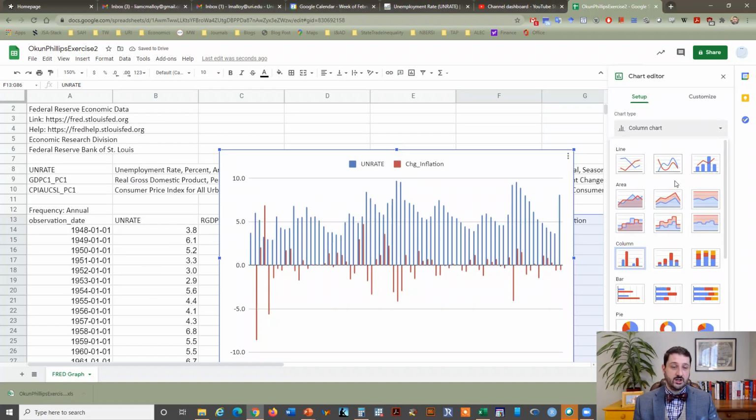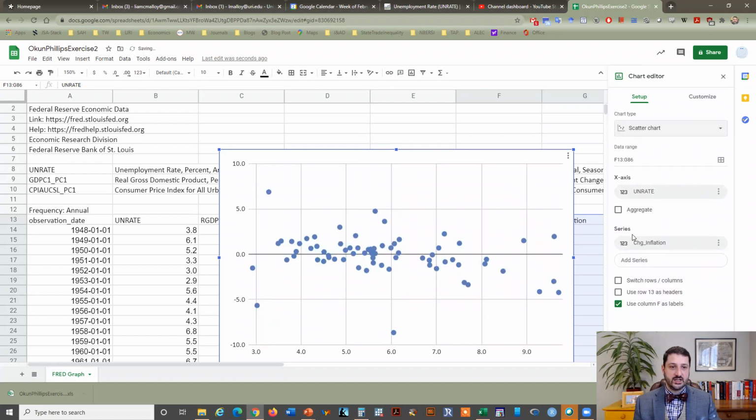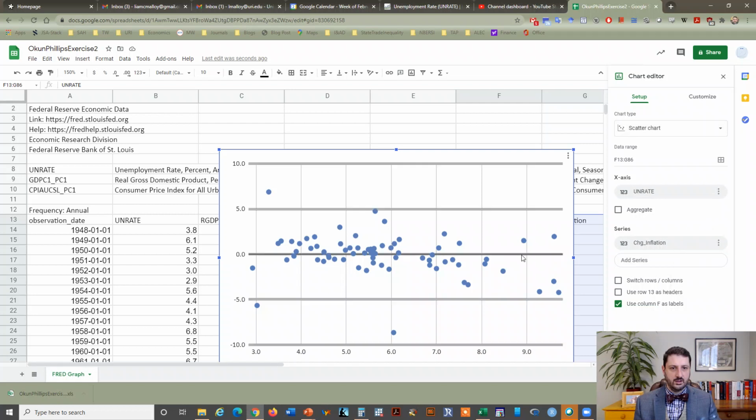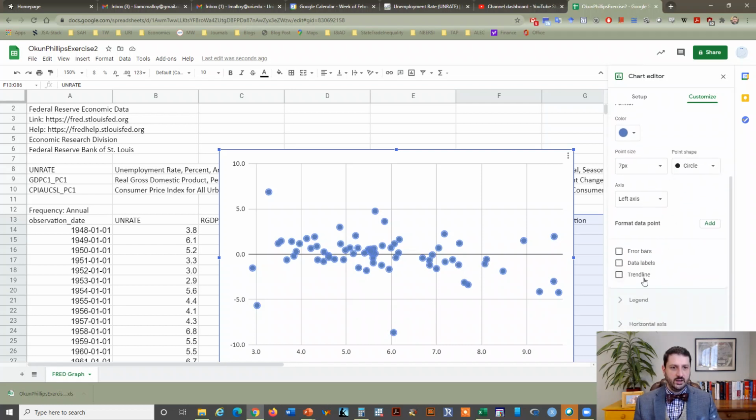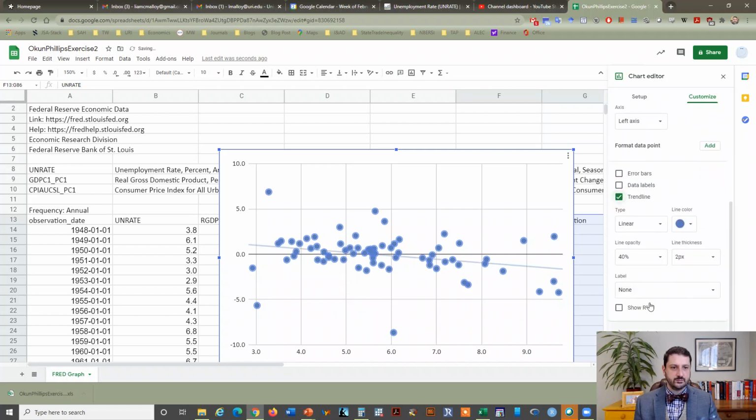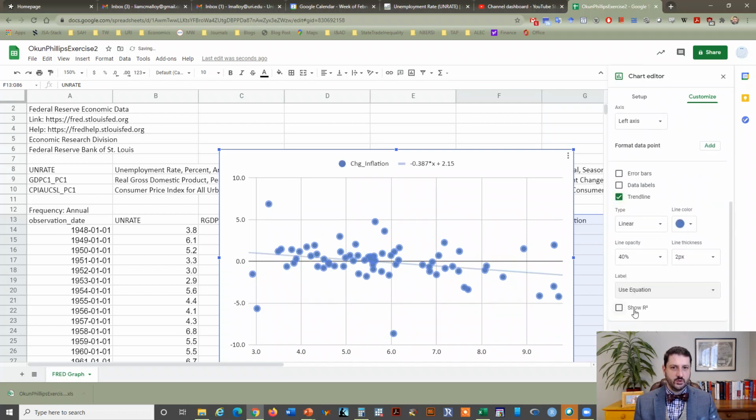And they gave us a column chart for some reason this time. We want to go to Scatter. Okay, good. And it's interesting. They didn't give us titles this time. We want to go then, in order to put the trend line in, we want to go to Series. So just click on the data points. And then we want to go to Add Trend Line. And then we want to go to, say, Use Equation, and then Show R squared.